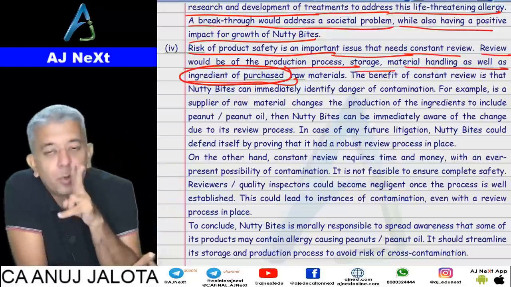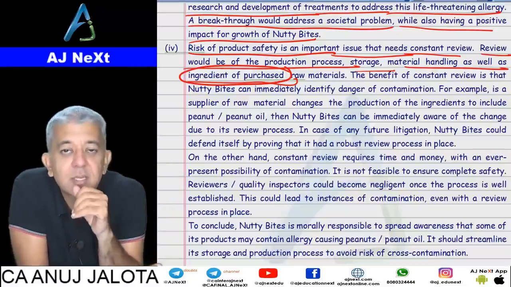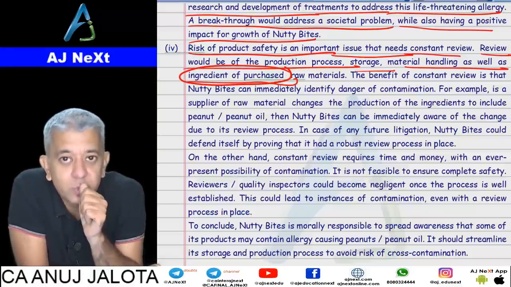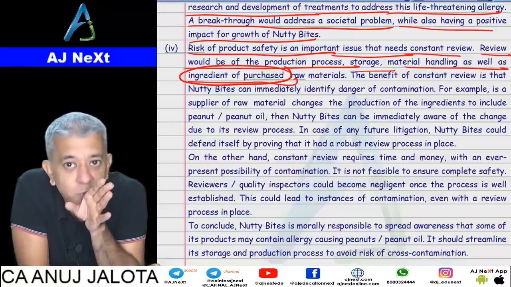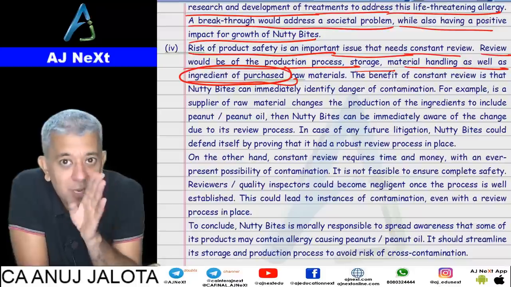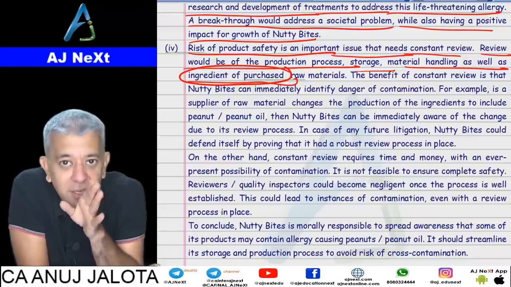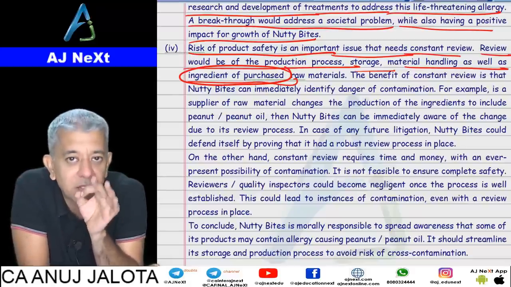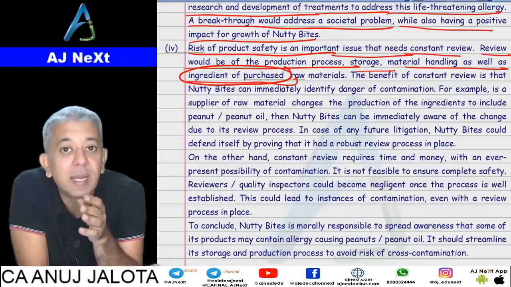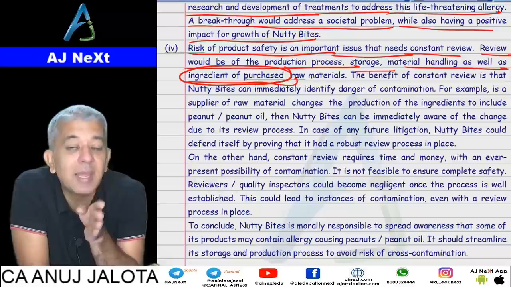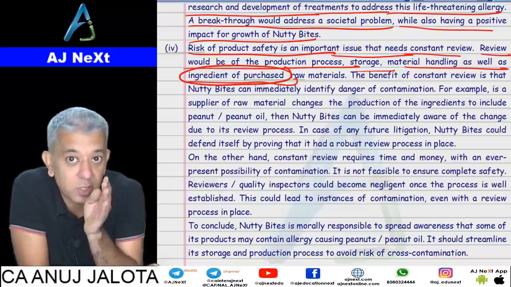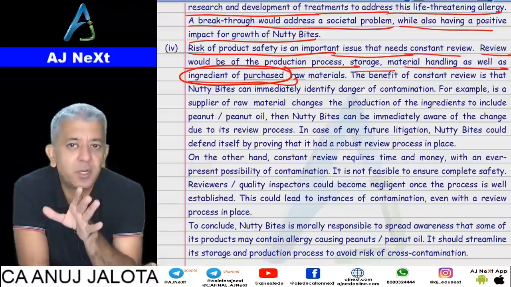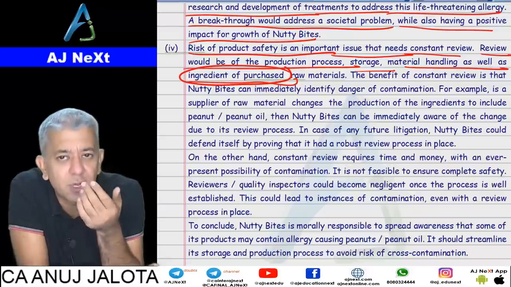This again is super important, because suppose I am purchasing some ingredient for my products, my supplier might not disclose to me that there is peanut in that. So there has to be a robust review of the suppliers that supply you the ingredients, to find out whether there is peanut oil or not. That review should be done at constant intervals, because if a supplier changes his production process, he might start to use peanuts after some time. So the review has to be constant. It's not a one-time job, it is a job you'll have to do again and again.